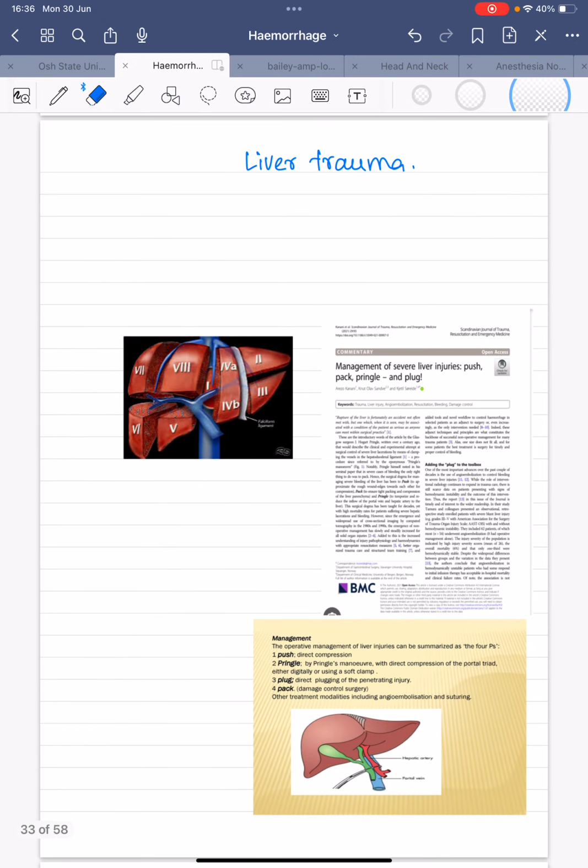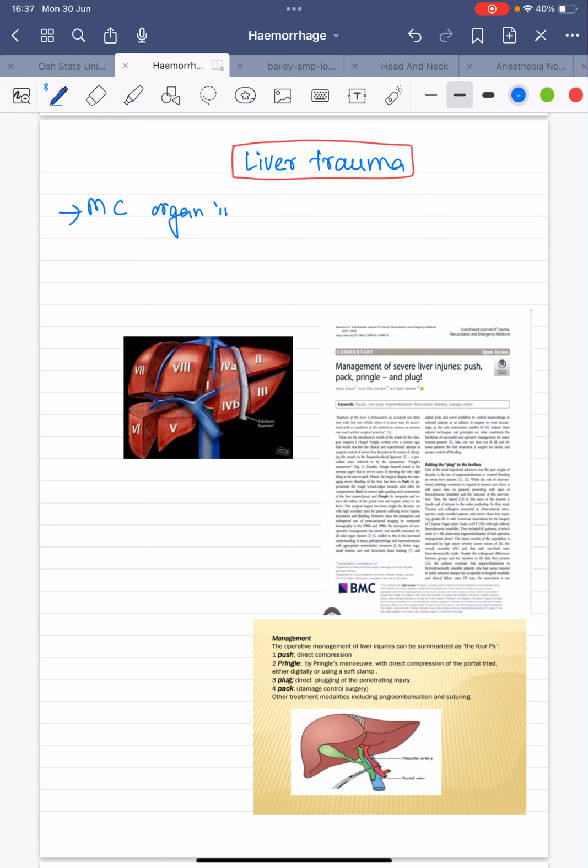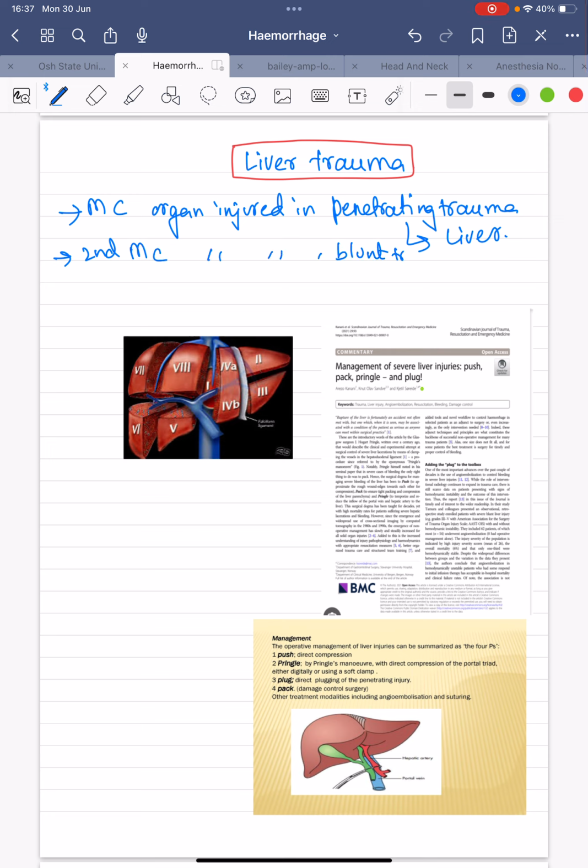About trauma and important MCQs in relation to liver trauma. So the first most important MCQ: which is the most common organ injured in penetrating trauma of abdomen? In penetrating trauma of abdomen, the answer is liver. And the second most common organ injured in blunt trauma of abdomen, penetrating trauma of abdomen and blunt trauma of abdomen, answer again is liver.